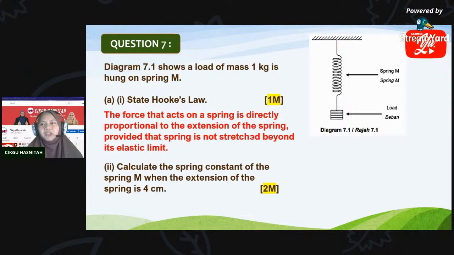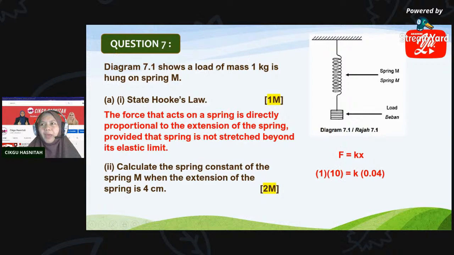Then number 2, calculate the spring constant of the spring M when the extension of the spring is 4 centimeter. So what is the formula to determine spring constant? We can apply F equals Kx. This is Hooke's law formula. F is the force, K is the force constant, and x is the extension of the spring in a unit of meter. F is Newton, K is Newton per meter, the SI unit, and x is in meter. So you just do the substitution.